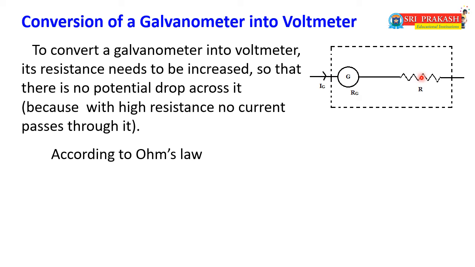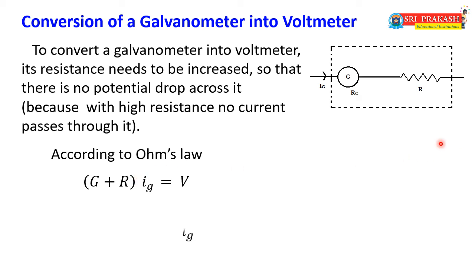So in the previous case, both the shunt resistance and galvanometer are in parallel, so the voltage is constant. Here, in series, the same current is passing, so the current is constant. So according to Ohm's law, current is the same, so we can say the total voltage V equals total resistance into current. So the current is Ig, and the total resistance is R plus G, or G plus R. G is the resistance of the galvanometer, R is the resistance of the resistor connected to the moving coil galvanometer.